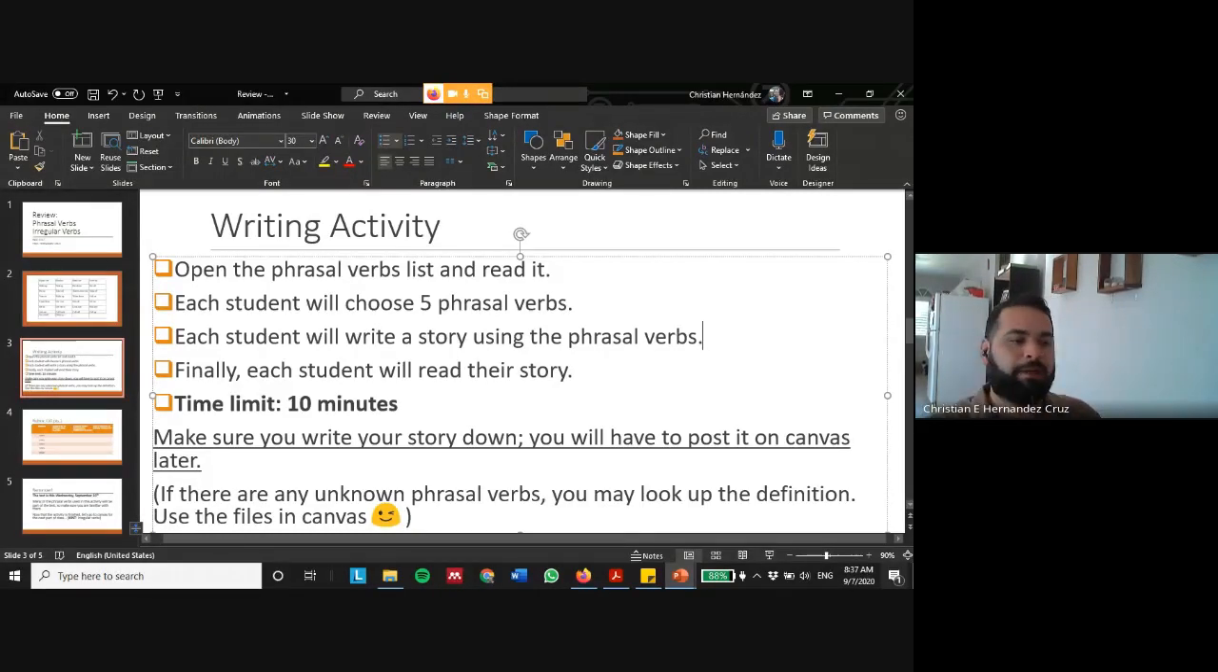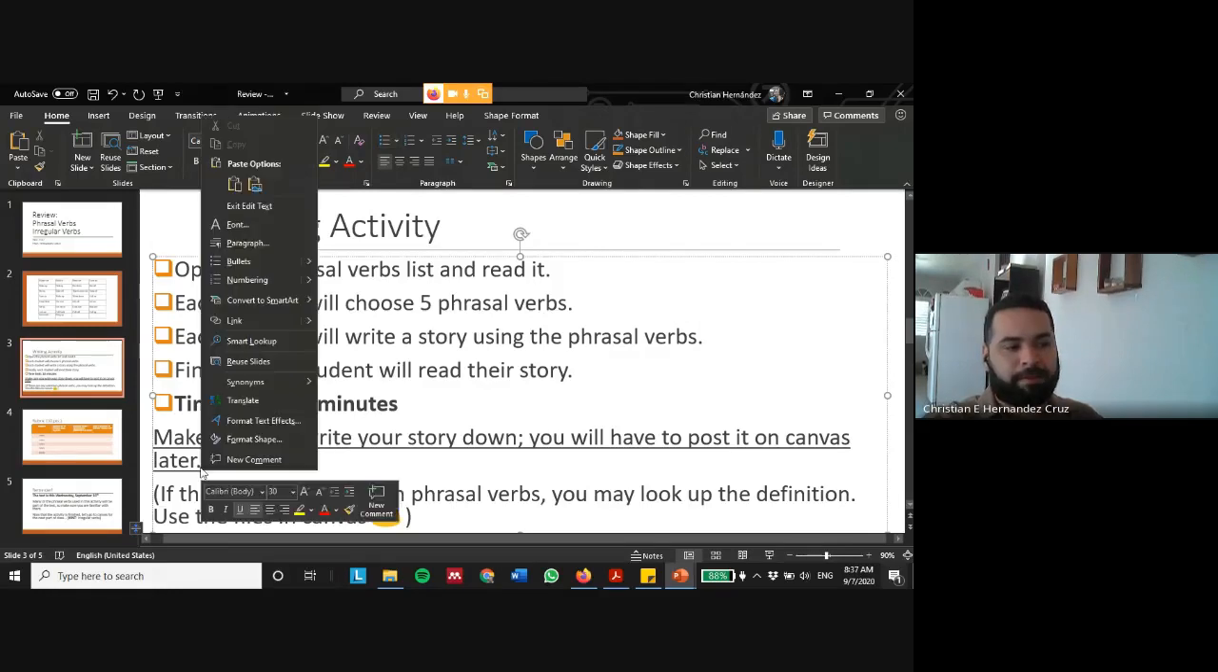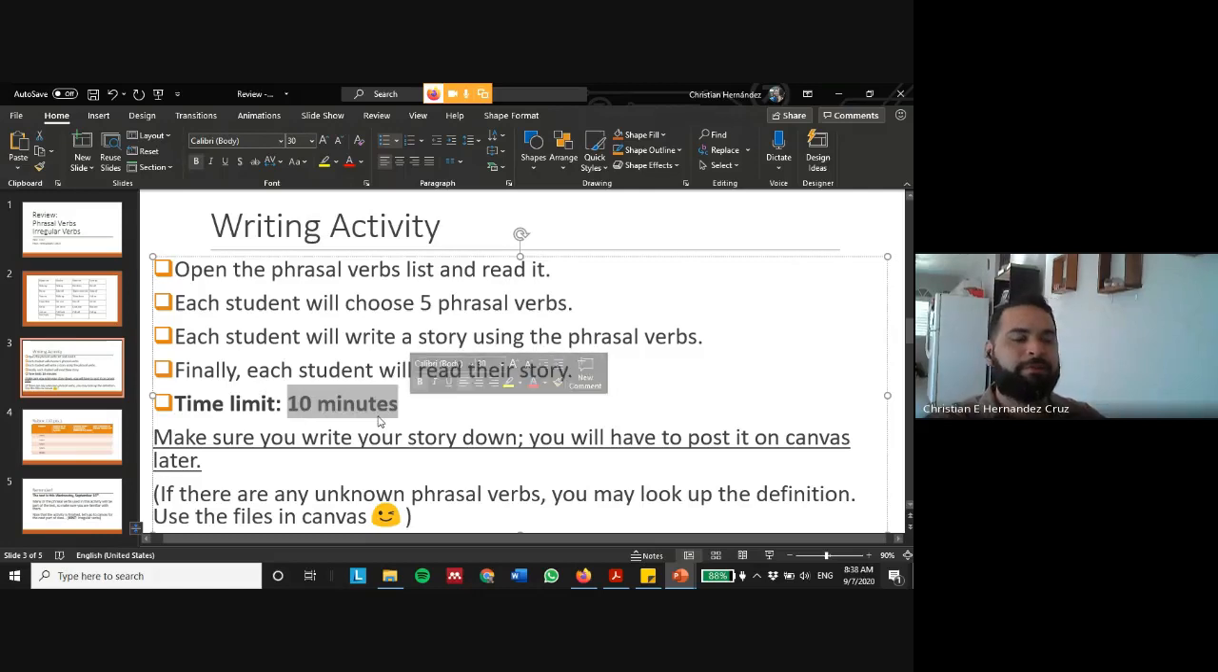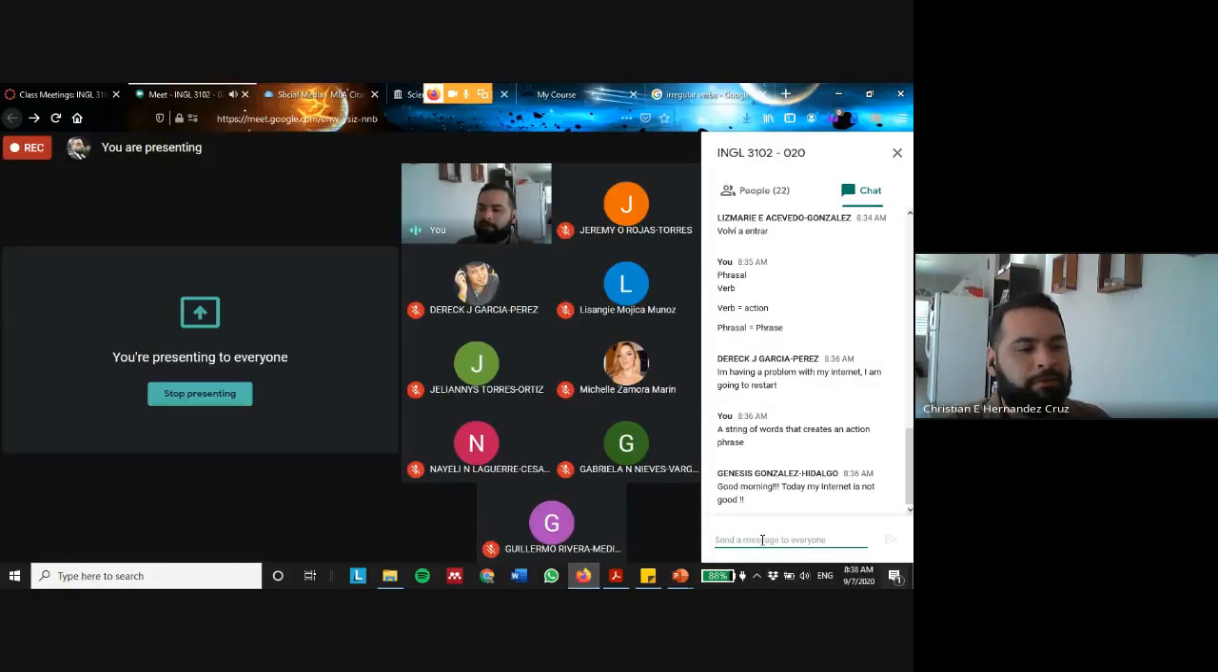I'm going to give you 10 minutes to do that. Just a hint, make sure that you write down that story, because I will be asking you to post it to Canvas later. If not today, I might just do it on Friday. You may be asking yourself that you don't know some of these phrasal verbs. That's okay. Within these 10 minutes that you have to work, you can look up some definitions. You can look up how to use them in a sentence. And of course, you can also refer to Canvas. You can just Google it as well. So I'm going to write in the chat what I want you guys to do, and then I want you to get on it.